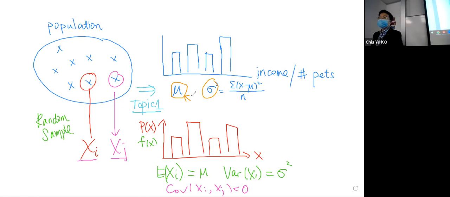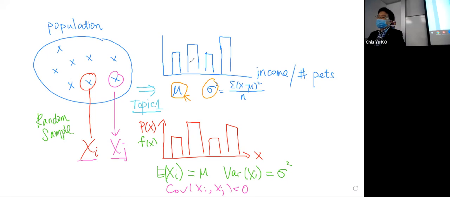Of course, you might want to know the median of the society, which may be another thing, but that would be beyond our class. So we just focus mainly on estimating mu and sigma square. Of course, we could also ask about kurtosis and skewness, but the main focus of our course is to understand the average income and the variance of the income, or the mean number of packs or the variance of the number of packs. So that is the main idea.